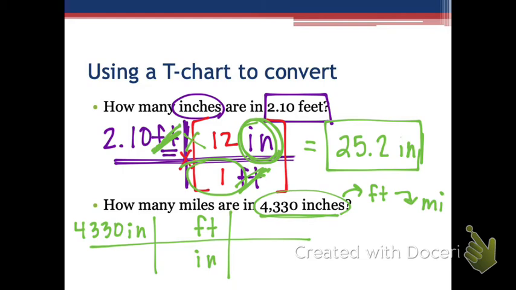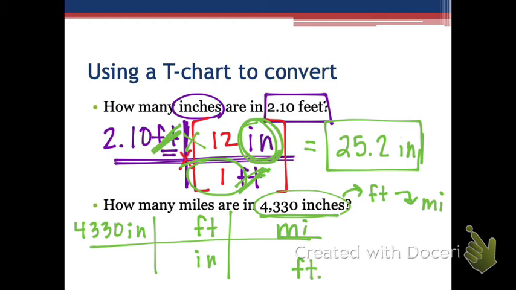So right now, if I stopped where I was, what would my units be? Feet. Inches would cancel, and I would be left in feet. But that is not what my question asks me for. My question asks me to go all the way to miles. So if I want to get rid of feet, where does it need to go? On the bottom. Perfect. Feet. And then what needs to go up top? Miles. Miles is abbreviated MI.